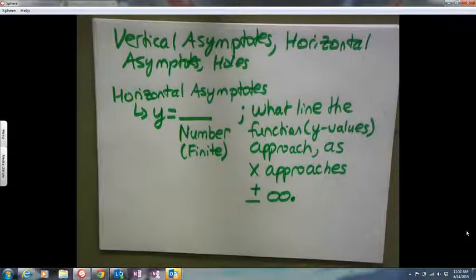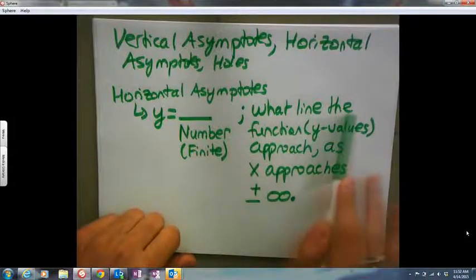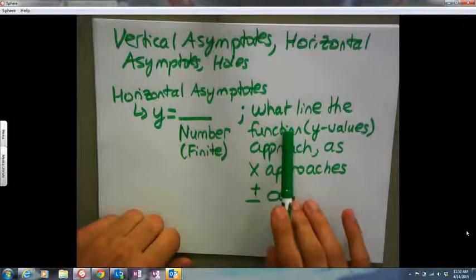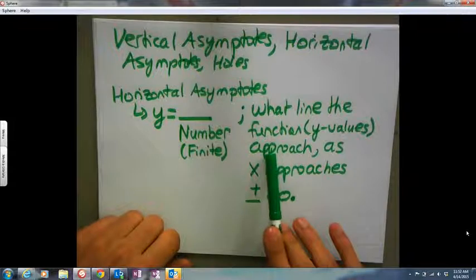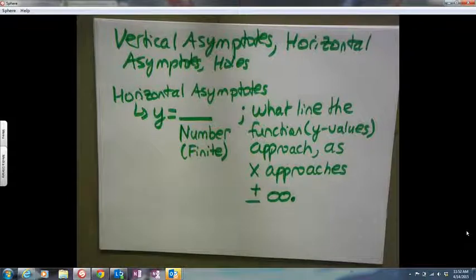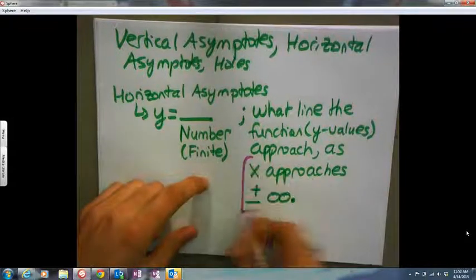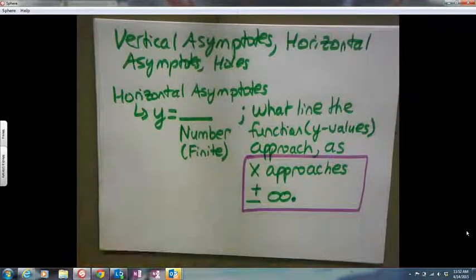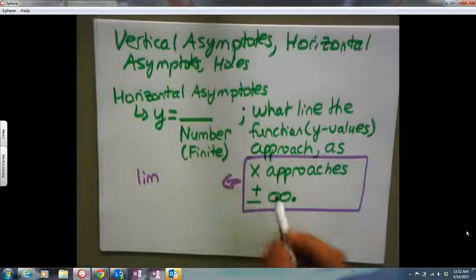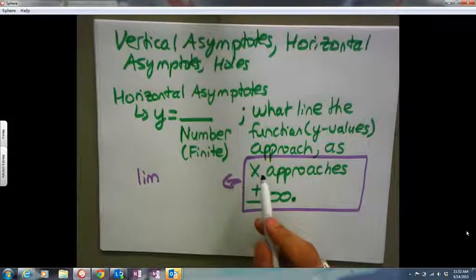So it says, what line does the function, remember anytime you say the function you mean the y values, so it's what do the y values approach as x approaches plus or minus infinity? What's interesting is the use of the term x approaches plus or minus infinity. That is what connects horizontal asymptotes back to what we've been talking about, which are limits. Because it is asking what happens as x approaches plus or minus infinity.